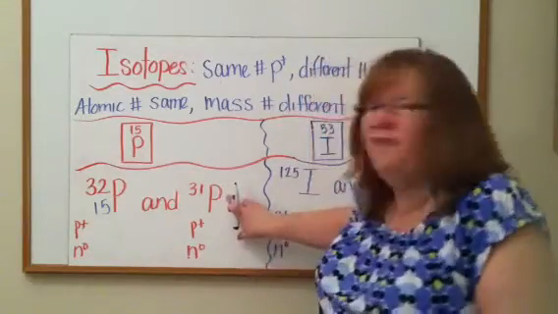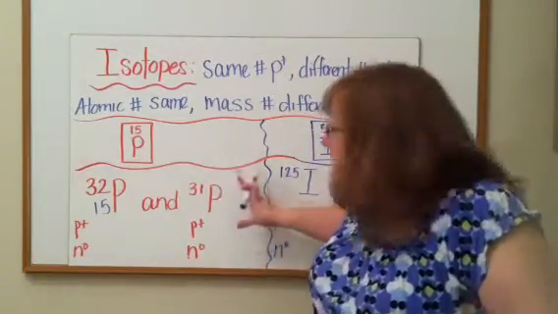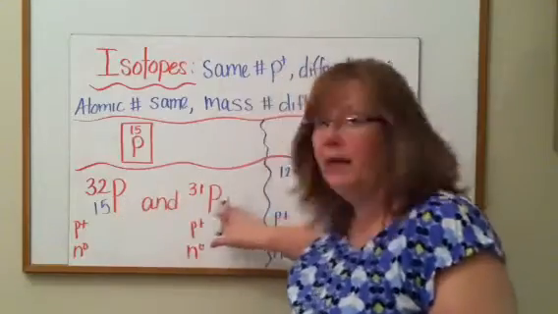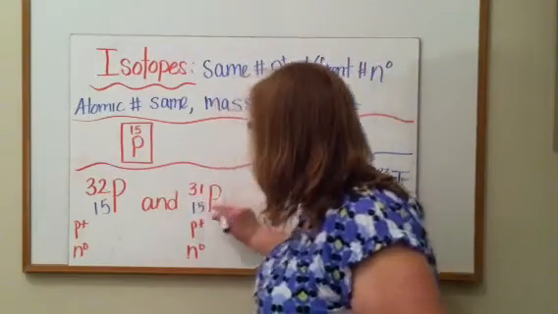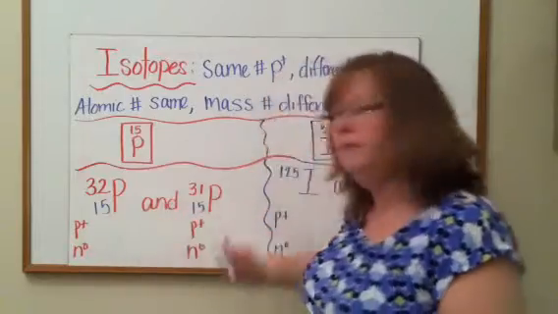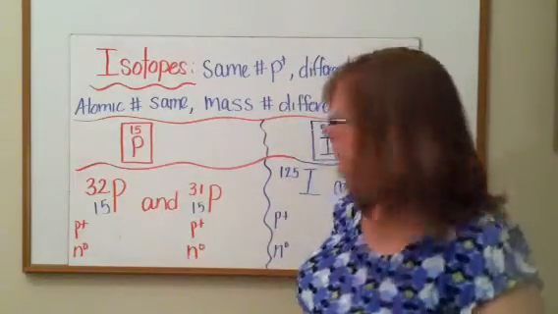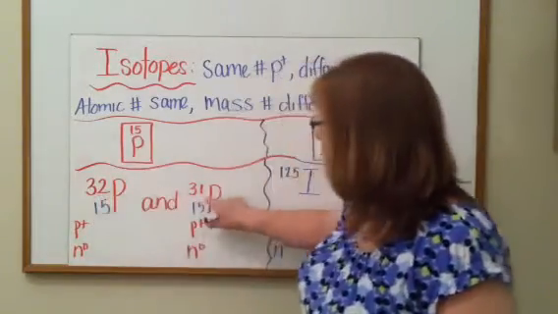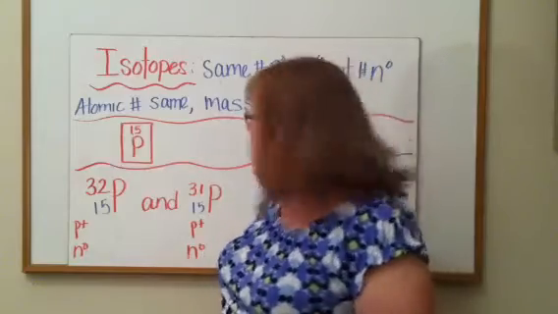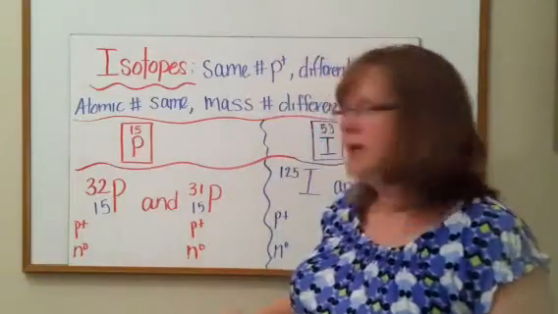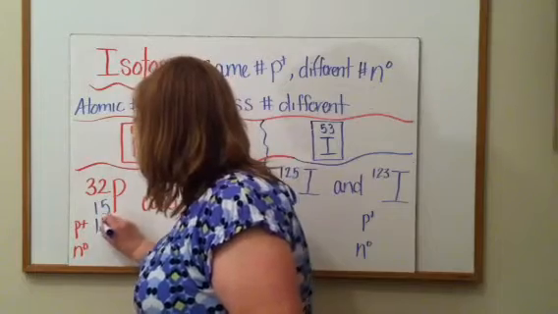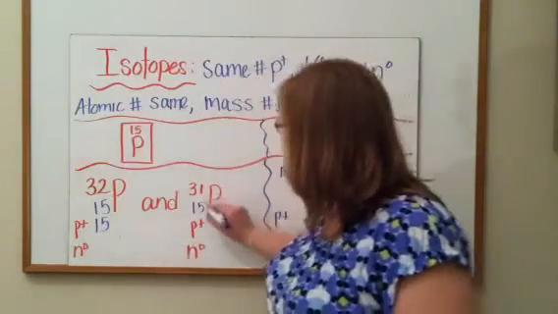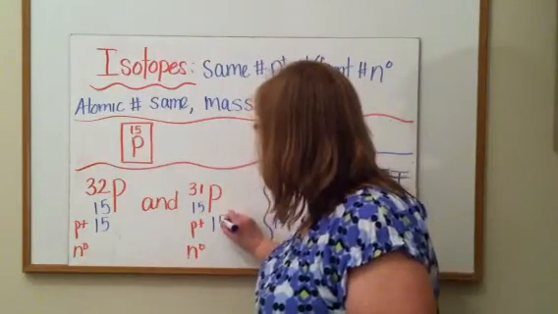Okay, this is still phosphorus. These are isotopes of one another, but it has the same atomic number. It's phosphorus, atomic number 15. What's different is the mass numbers, 32 and 31. All right, how many protons in P32? We have 15. And we have the same number of protons in this isotope of phosphorus.